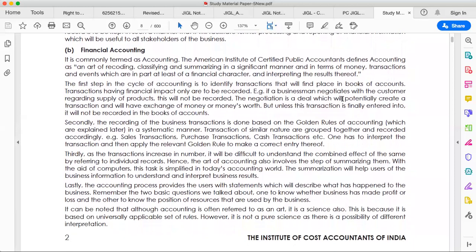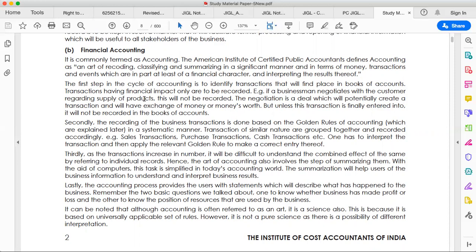So you interpret it. What they're saying is the first step in the cycle of accounting is to identify transactions that will find place in books of accounts. Later on in coming pages, we'll see what the transaction cycle is, what is the cycle that is used for accounting purposes. So first you have to identify transactions that will find place in books of accounts.